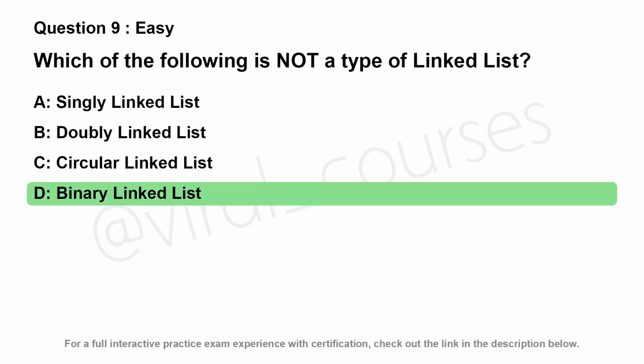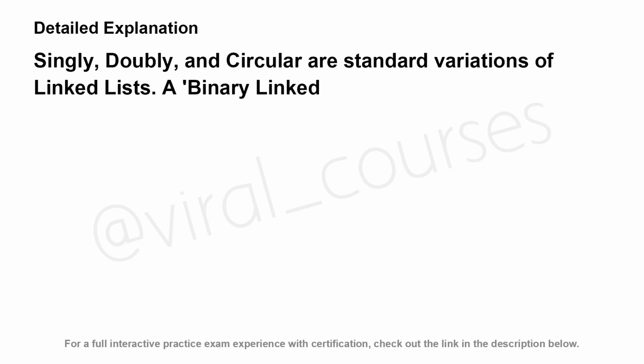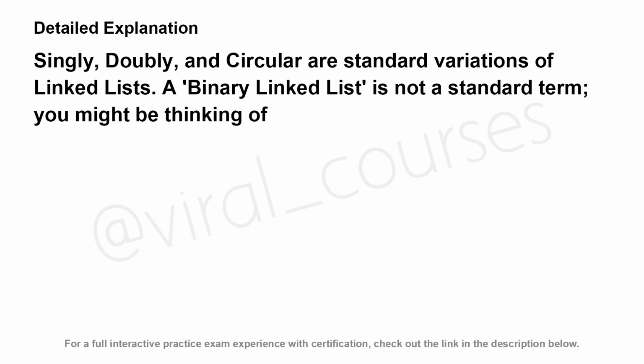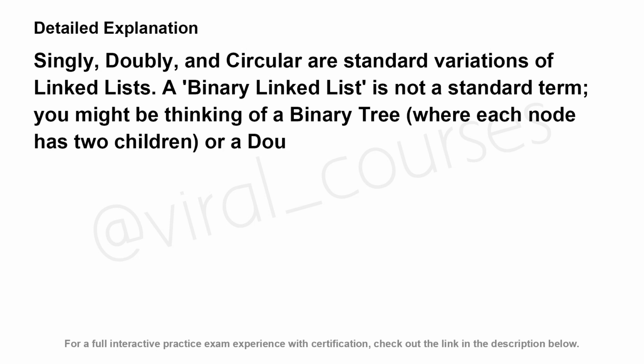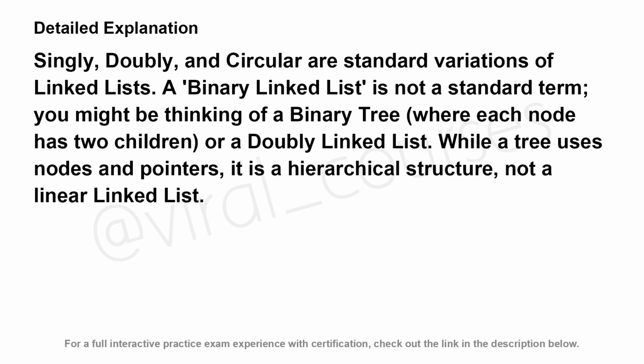The correct answer is D. Singly, doubly, and circular are standard variations of linked lists. A binary linked list is not a standard term. You might be thinking of a binary tree, where each node has two children, or a doubly linked list, while a tree uses nodes and pointers. It is a hierarchical structure, not a linear linked list.